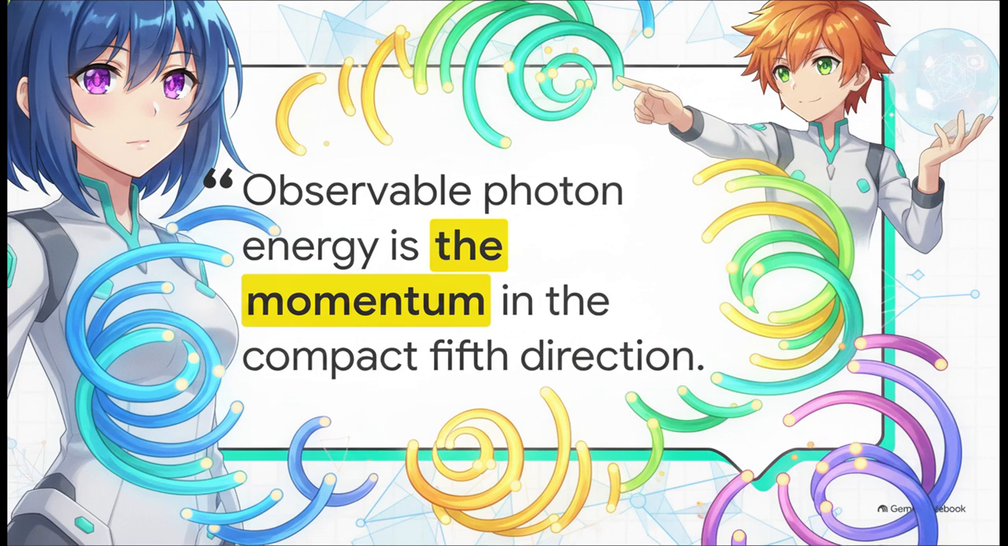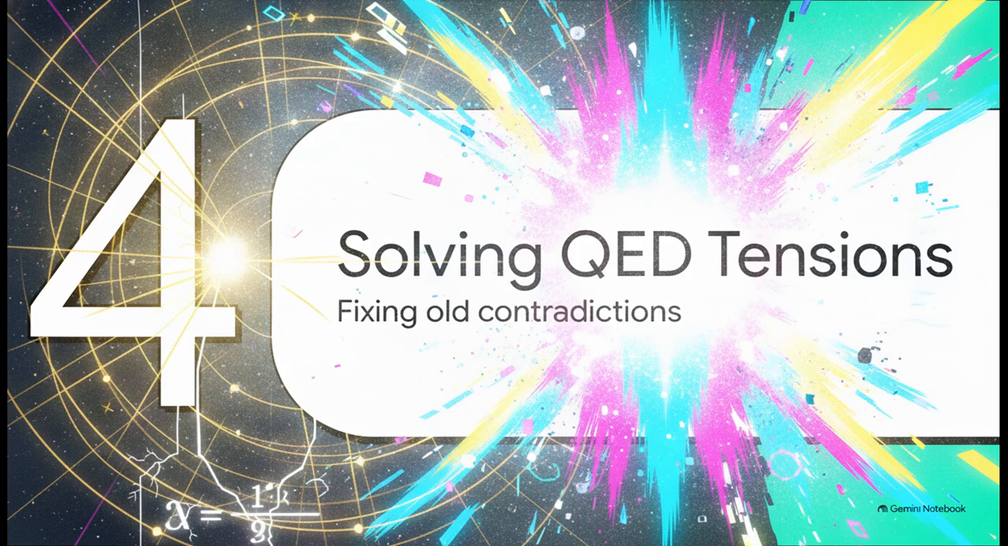Higher frequency light simply means a faster winding helix around time, carrying higher quantized momentum in that fifth direction. It's a beautiful way to perfectly unite our four-dimensional effective field theories with a five-dimensional geometric reality. Which brings us to Section 4, Solving QED Tensions.